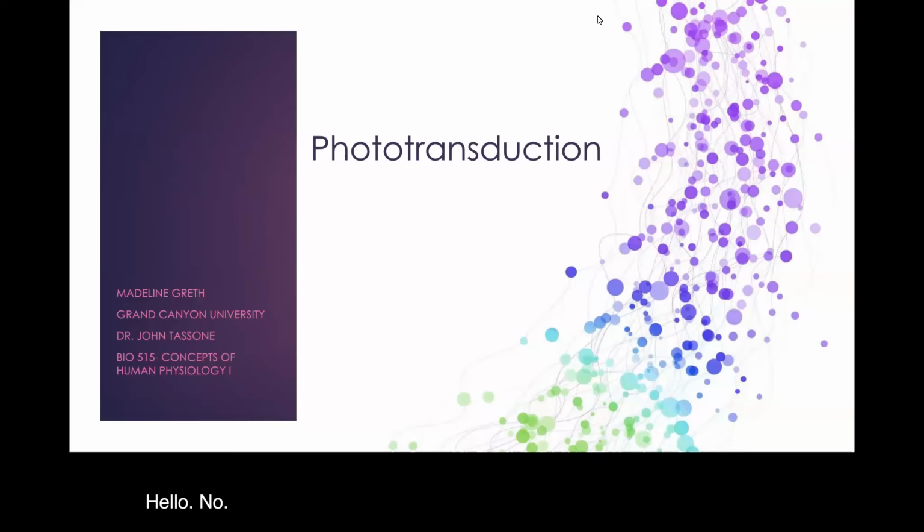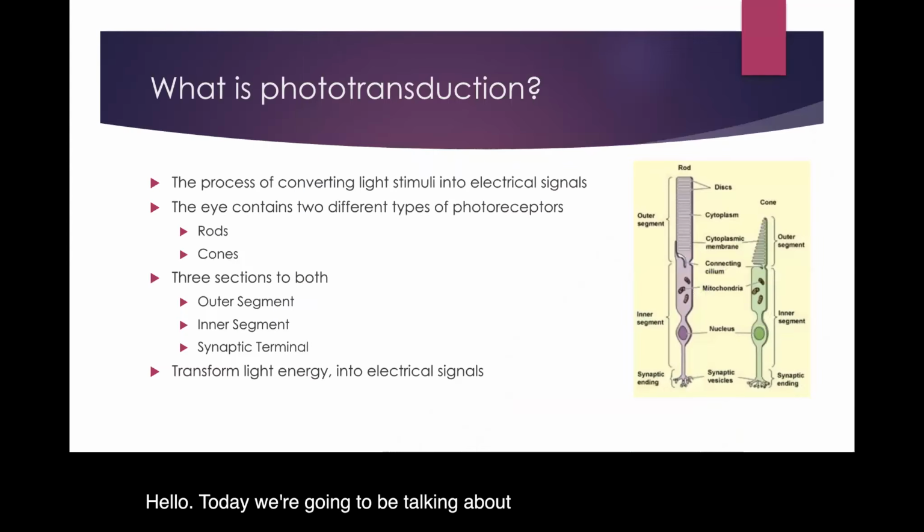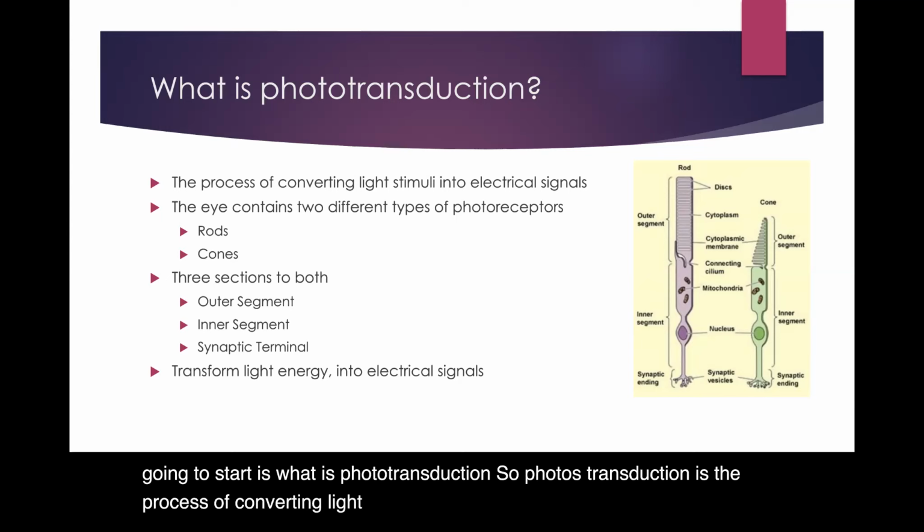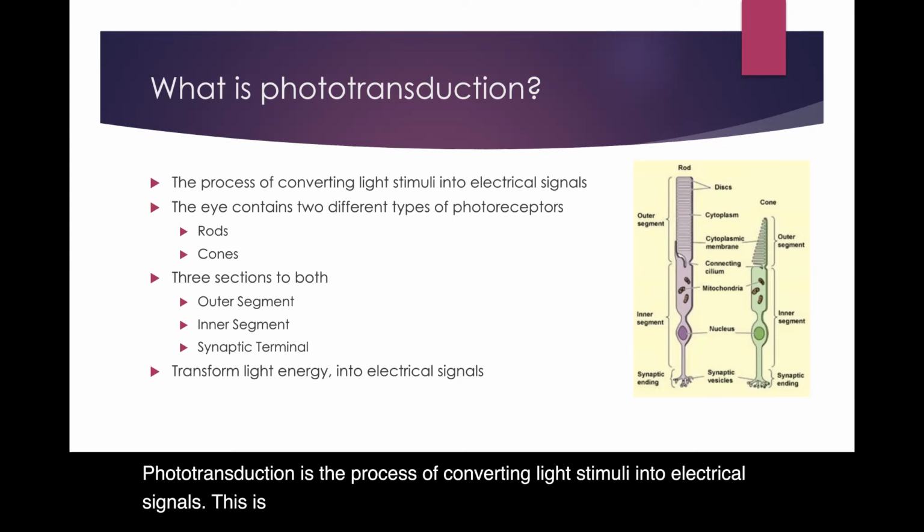Hello. Today we're going to be talking about phototransduction. And where we are going to start is, what is phototransduction? So phototransduction is the process of converting light stimuli into electrical signals. This is done within the eye.